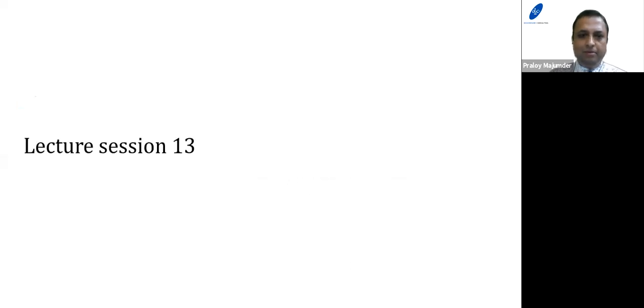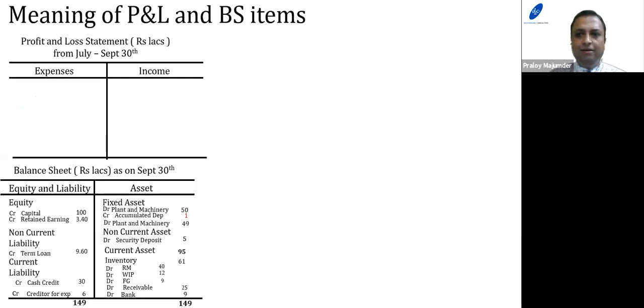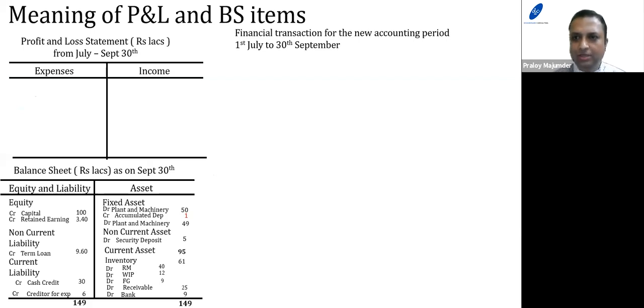Now, always remember, when we start a new period, the profit and loss will start afresh. Why will profit and loss start afresh? Because in the last session, session 12, we have seen whatever the surplus or deficit of profit and loss is transferred to the balance sheet. So profit and loss was closed in the previous financial year. However, the balance sheet will start from the last year's closing balance, which would be the opening balance. So that means the balance sheet continues.